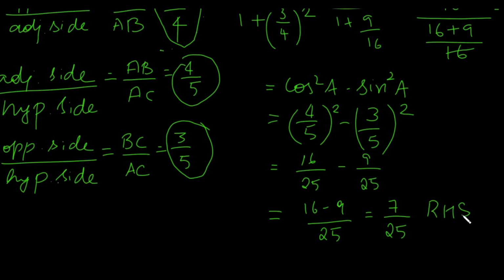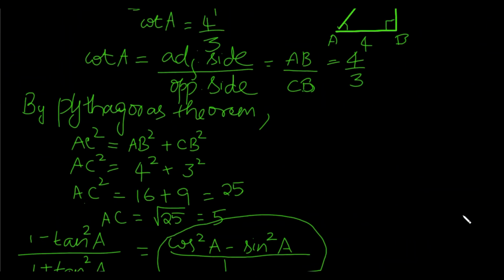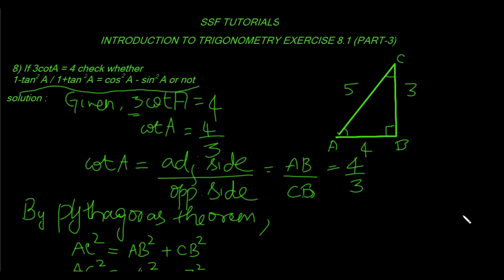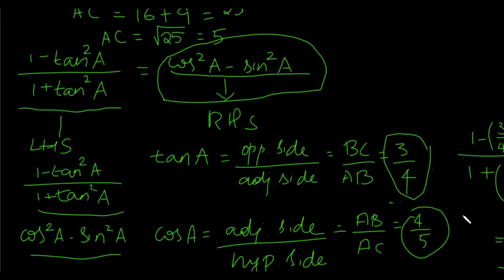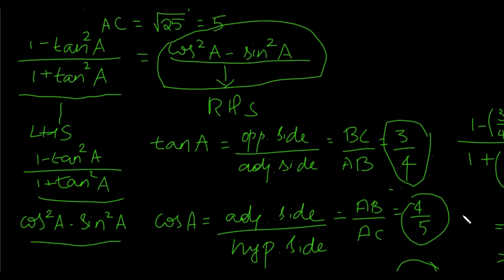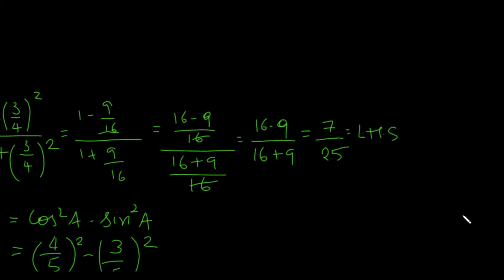So what we had to prove in our equation, now question, we had to prove whether 1 minus tan square A divided by 1 plus tan square A is equal to cos square A minus sin square A or not. So what have we got the value for 1 minus tan square A divided by 1 plus tan square A? The value is 7 divided by 25, which is here.